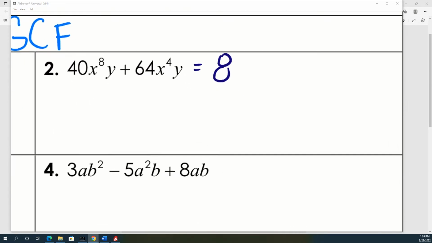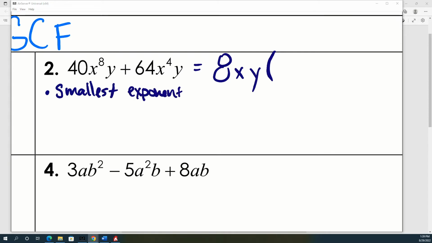But there's other things in common. So both of those also have an x and a y. So we're going to factor out an x and a y. And then what we want to do is choose the smallest exponent. So on the x's, we have 8 and 4. The smallest is 4. And on the y's, they're both the same. It's just y. So all we can factor out is a y.